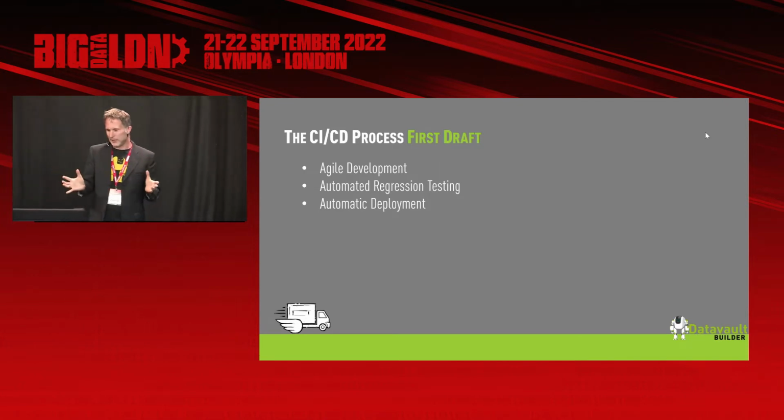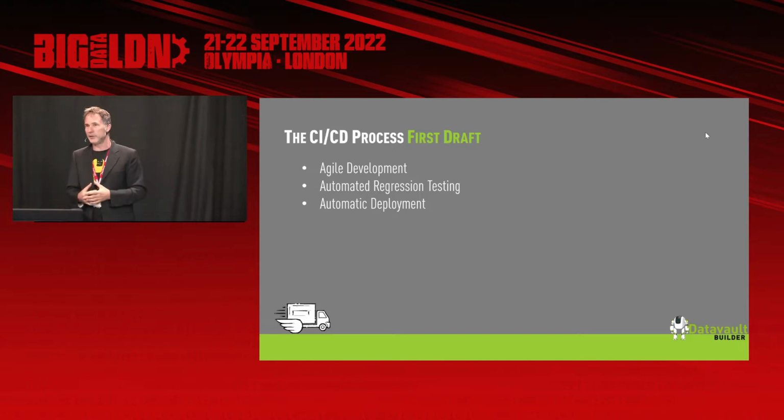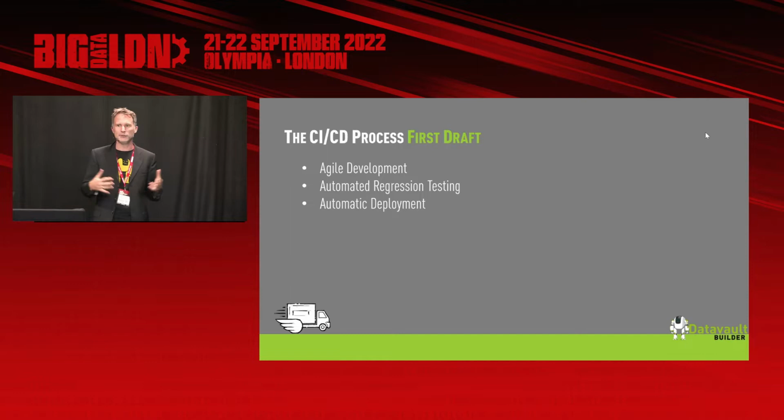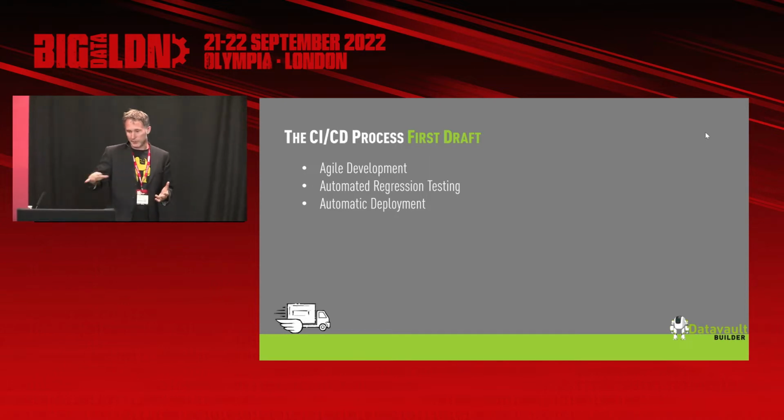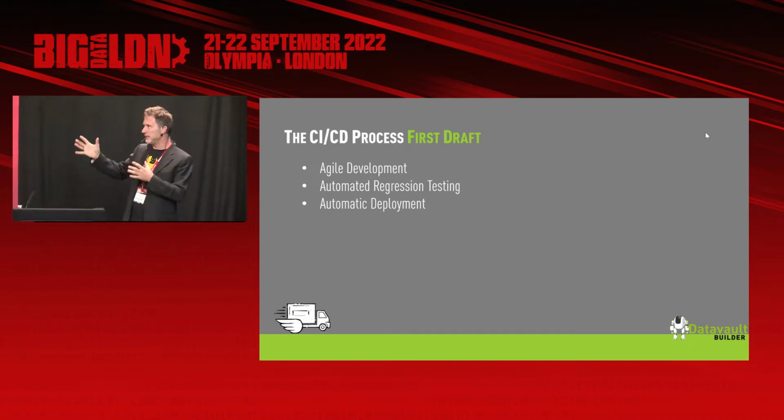We need to do some kind of automated regression testing, because if we do regular deployments, we want to sleep well. We all had these cases when on Friday afternoon everything goes wrong and we need to work the weekend. We just want to omit that. And we need to automate the deployment.